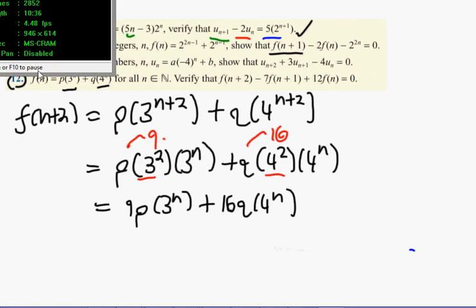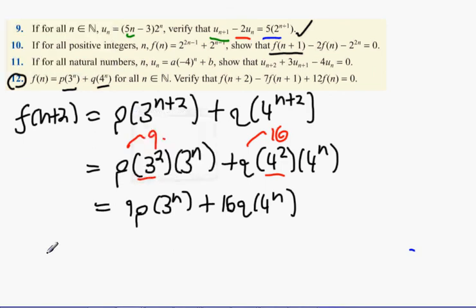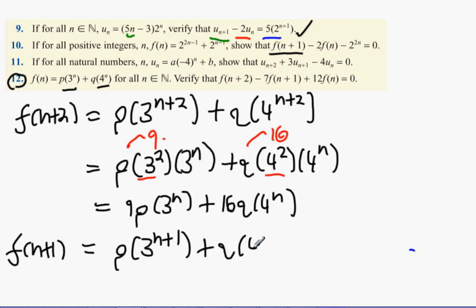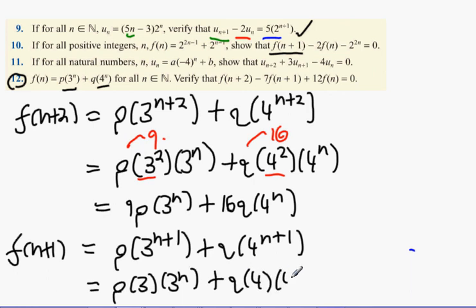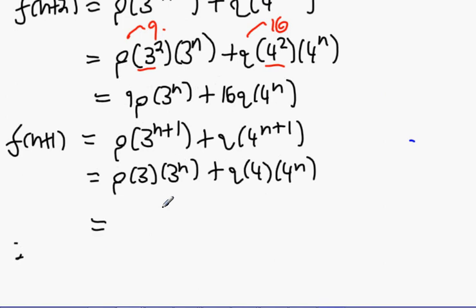So does anybody have any questions thus far? Continue here. What we're going to get next is f of n plus 1. Same deal. Just replace it in p 3 to the n plus 1 plus q 4 to the n plus 1. Break it up using a rule. It's going to be p times 3 by 3 to the n plus q times 4 by 4 to the n. And then what's going to happen here is we're going to get 3p 3 to the n, and then we're going to get 4q 4 to the n.